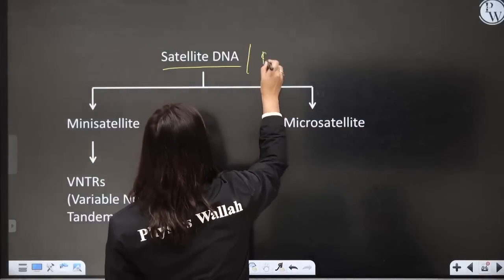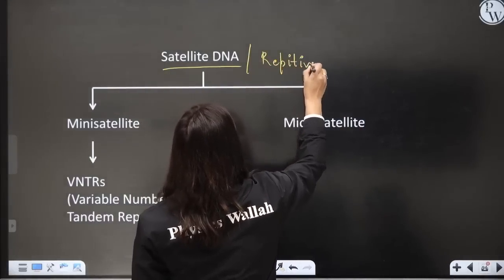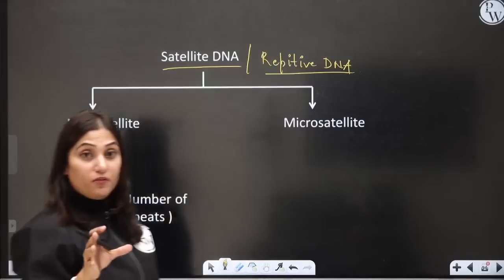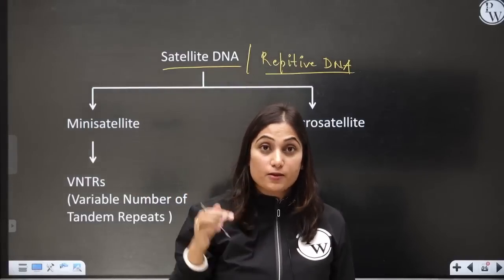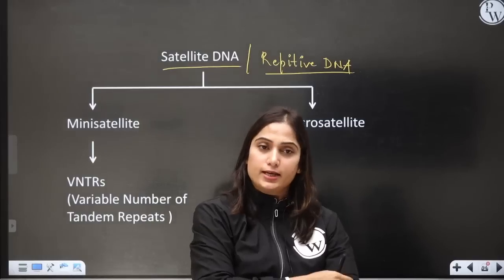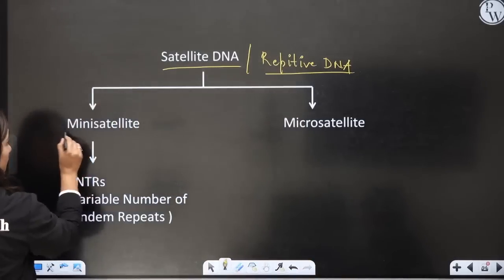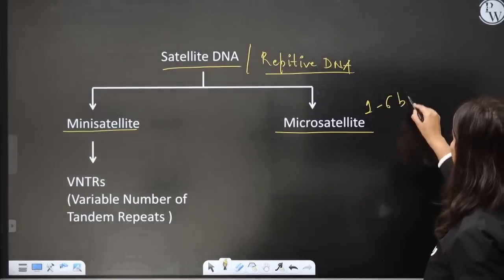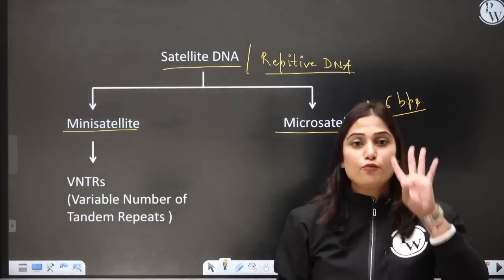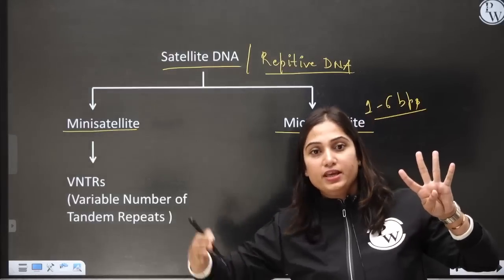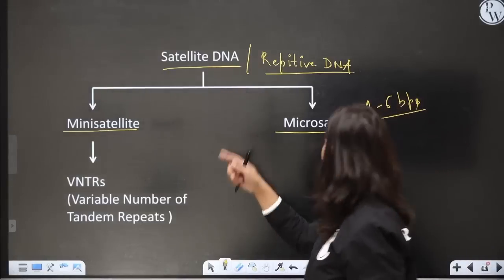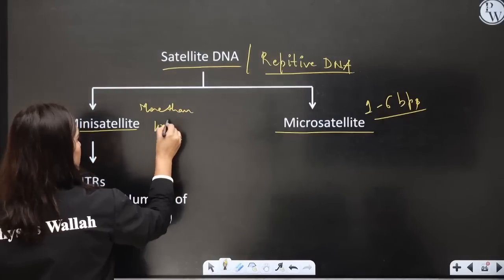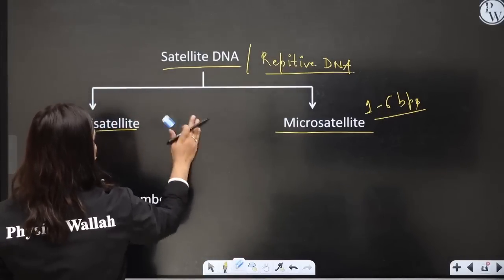So satellite DNA is repetitive DNA. Repetitive DNA means a particular sequence repeats itself many times in this portion of DNA. This repetitive DNA can be a minisatellite or a microsatellite. If the repeating units are around 1 to 6 base pairs long, that means suppose 4 base pairs repeat themselves many times, that would be a microsatellite. If the repeating unit contains more than 10 base pairs, then it is a minisatellite.